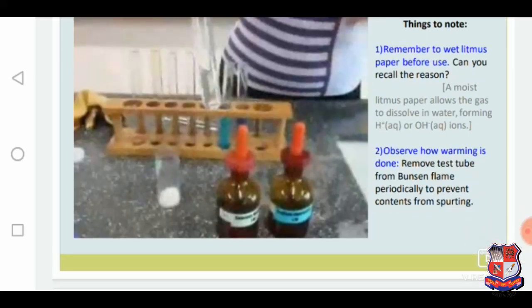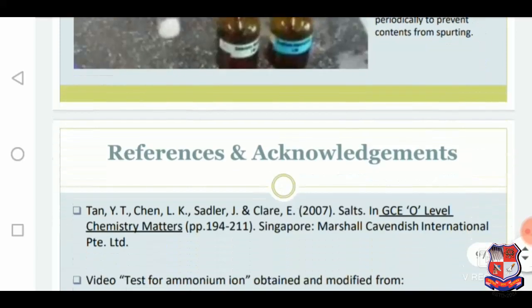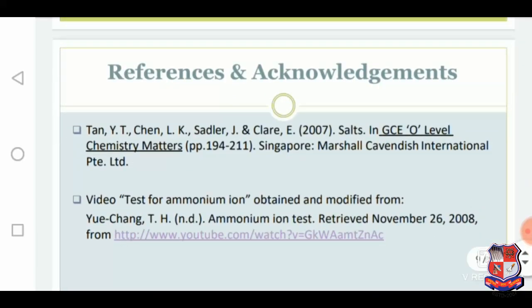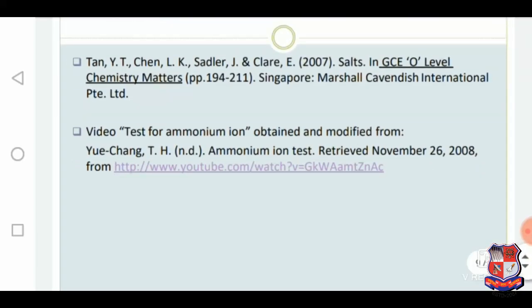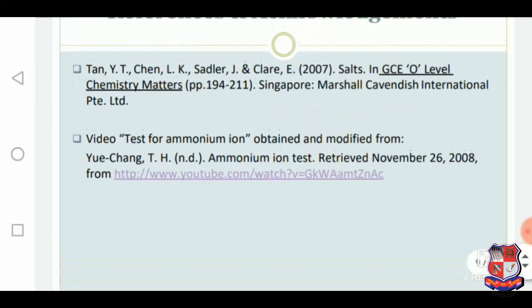Observe how warming is done. Remove the test tube from the Bunsen burner flame periodically to prevent the contents from spotting. These are the references for further review or any kind of information.